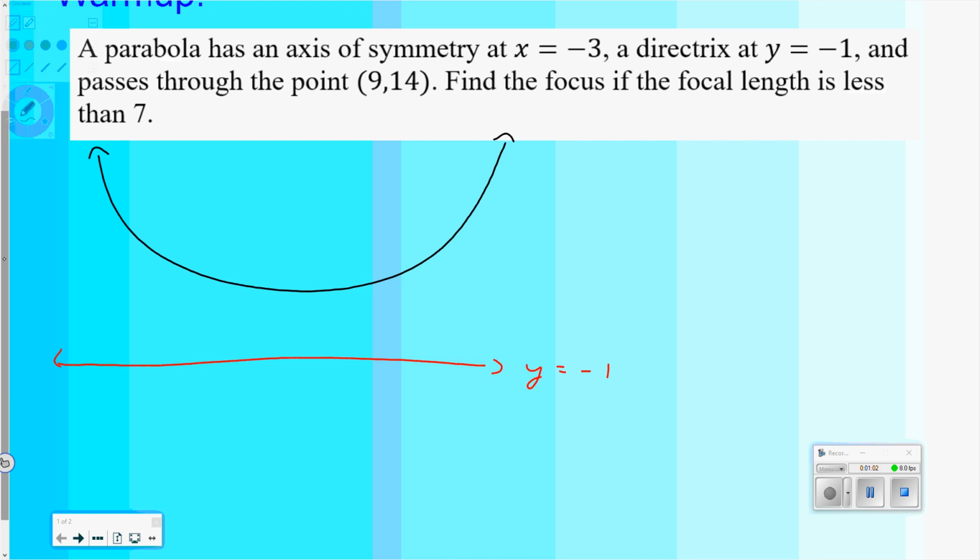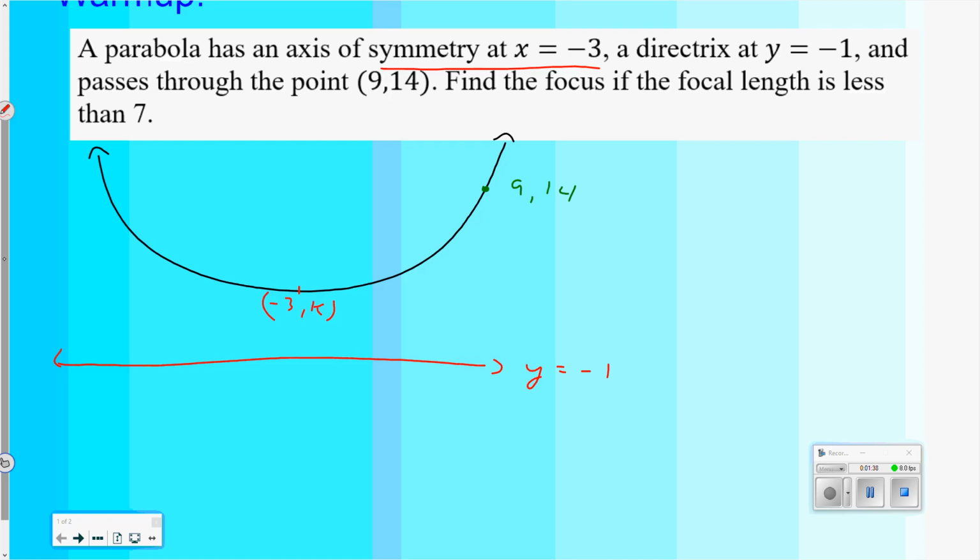And then I have a point (9, 14). I'll put it, I don't know, right here. It should be on the right side. And I know it's on the right side because I'm told the axis of symmetry is x equals -3. The axis of symmetry always goes through the vertex because the vertex is the middle of any parabola, whether it's opening up or to the side. So I know that the vertex has an x value of -3. So I know that this vertex is (-3, k). I don't know that k, but that's not too important because I just want to figure out the focus.